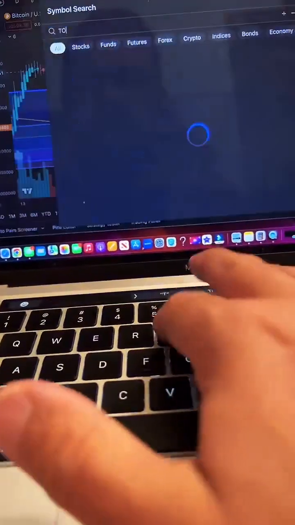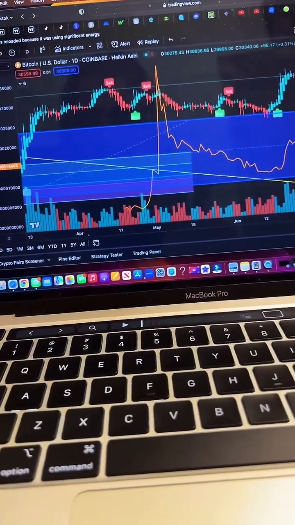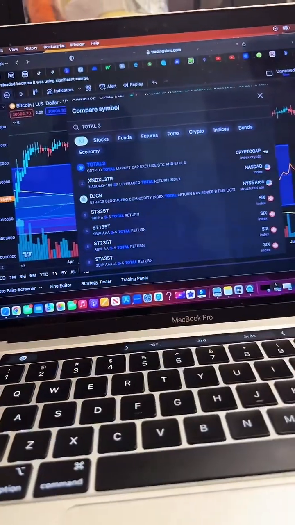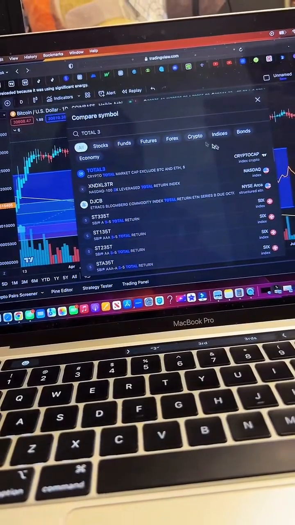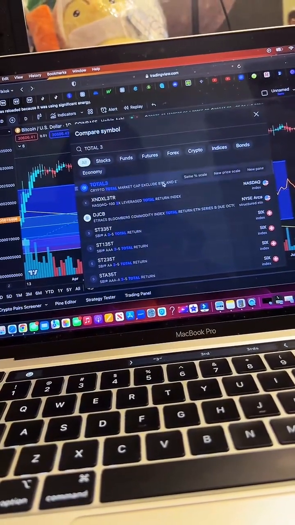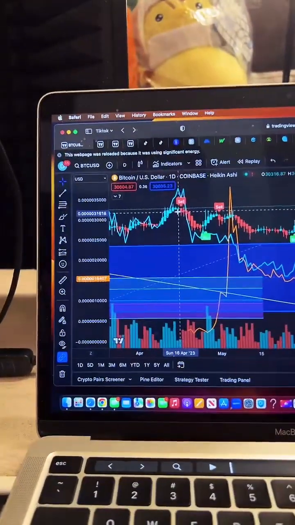Let me add in the altcoin market. Let's see how that goes. Check this out. Okay, whatever. Throw it in. New price scale. So look at this.